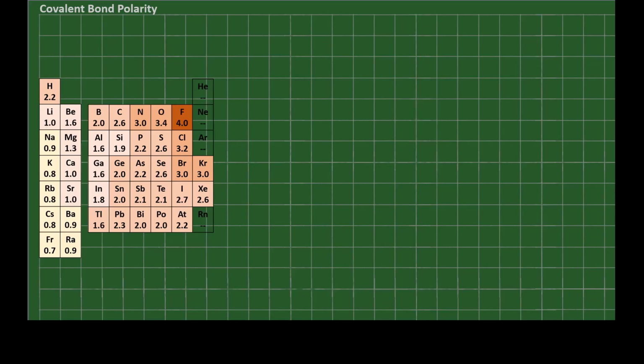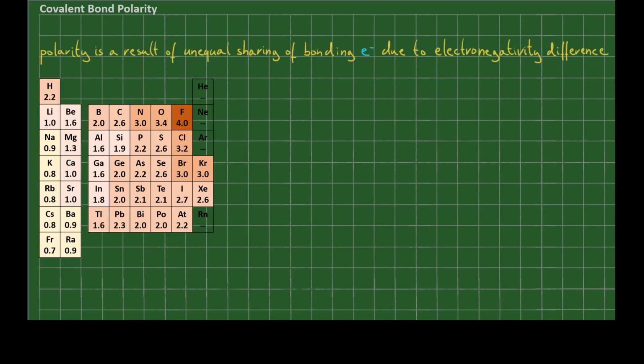So what is polarity? Polarity is a result of unequal sharing of bonding electrons due to the electronegativity difference. I'm going to use two examples to hopefully demonstrate. I'm going to start with hydrogen fluoride. Fluorine has a higher electronegativity value. This means that it will pull on the bonding electrons more.